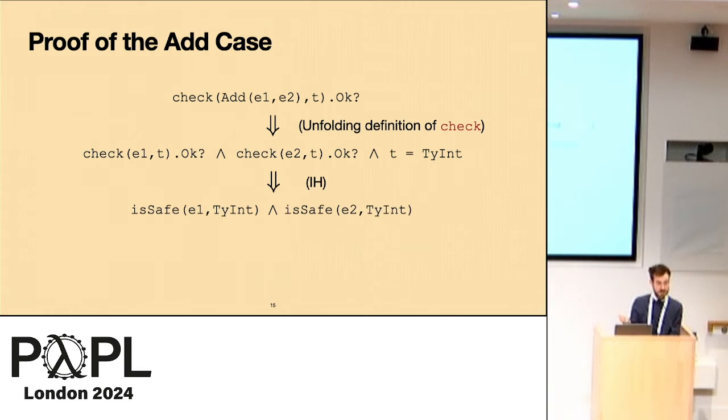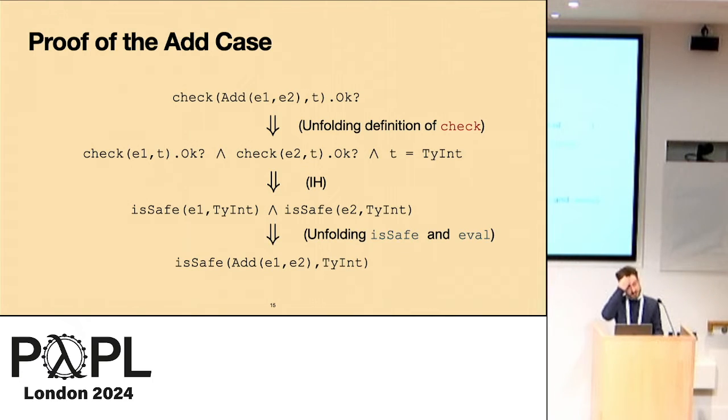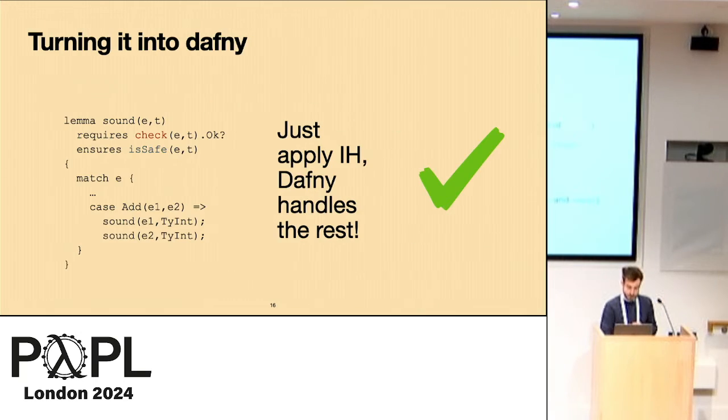Then by applying the IH twice, the induction hypothesis twice, we get that E1 is safe at int, E2 is safe at int. And then unfolding the definitions of is safe and eval and reasoning through things, we get that E1 plus E2 is itself safe at int, right? This is basically because one of three things can happen. Either E1 and E2 both evaluate to ints, and so their addition does as well, or one of them evaluates to divide by zero error, and so the whole thing blows up in the end.